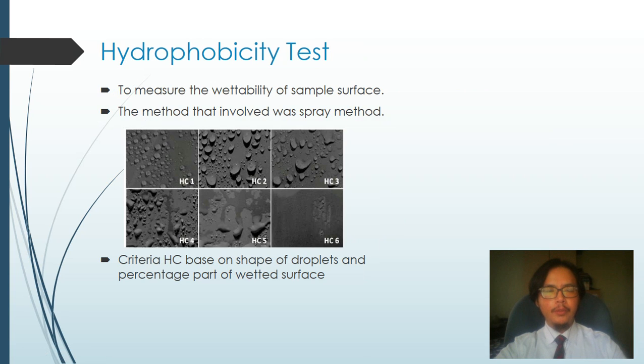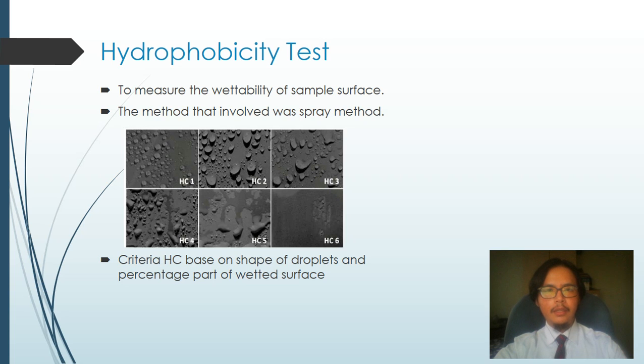Okay, the hydrophobicity data was collected from the hydrophobicity test, and this test is to measure the wettability of the sample surface. The method involved was the spray method. The reason behind choosing this method instead of other methods is because it is easy to perform, it requires simple equipment, and it also gives a global assessment of the hydrophobicity of the insulator surface and its variation around the insulator.